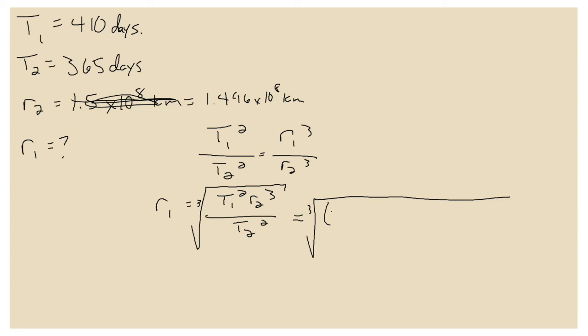We have here 410 days, T1. We got to square that. And then we're going to multiply that by R2 cubed. So that's 1.496 times 10 to the 8 kilometers, and we got to cube that. And then we're going to divide that by 365 days squared. And so now we go to the calculator.